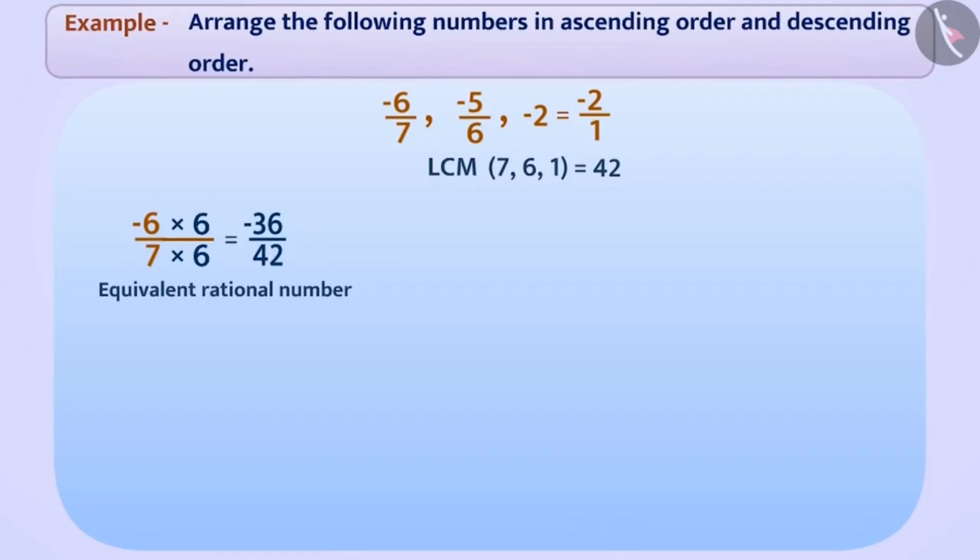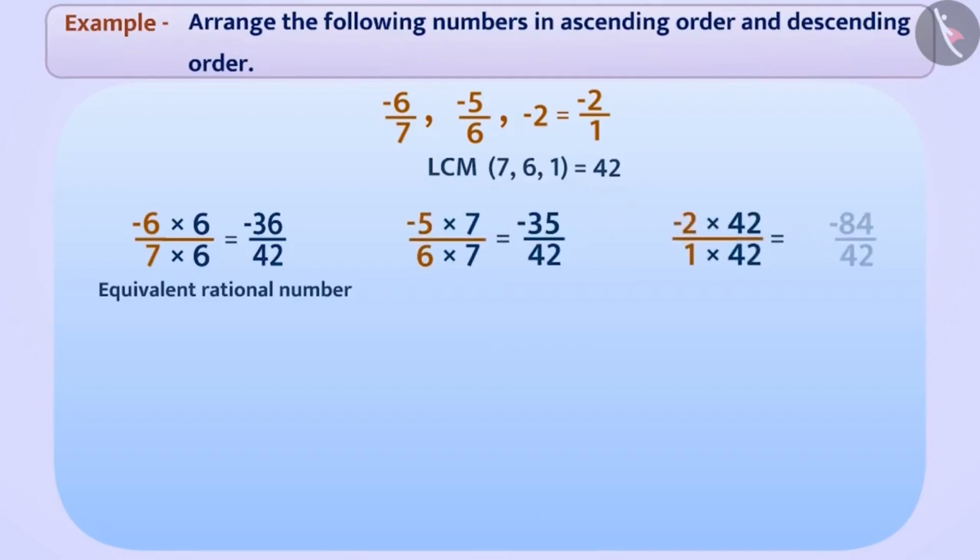Sometimes, we don't understand by which number we should multiply. Therefore, let's see one more method. For making the denominator 42, we will multiply -6 by 7 with 42 by 42. In the result, we will write the denominator as 42, but we will divide 42 in the numerator by 7 in the denominator. By dividing 42 by 7, the result obtained will be 6. Then, we will multiply 6 and -6 and obtain the numerator as -36, getting a result -36 by 42. Similarly, we will get the equivalent rational number of -5 by 6 as -35 by 42, and the equivalent rational number of -2 by 1 as -84 by 42.